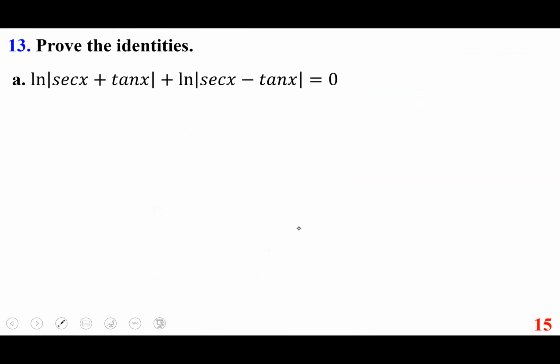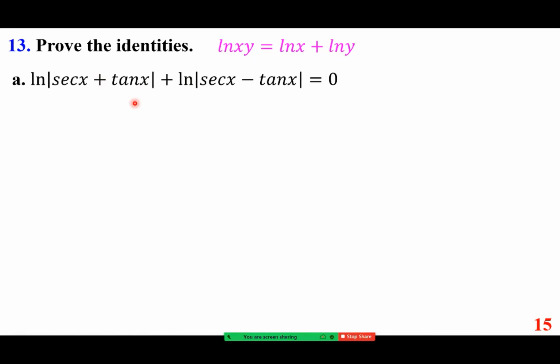Prove the identities. We have ln of the absolute value of secant x plus tan x plus ln of the absolute value of secant x minus tan x. We want to prove it's equal to 0. And I'm reminding you that ln of xy is ln x plus ln y. And so we're going to go this way. We're going to go to the left. That means we're going to multiply these two. I'm looking at the left-hand side.